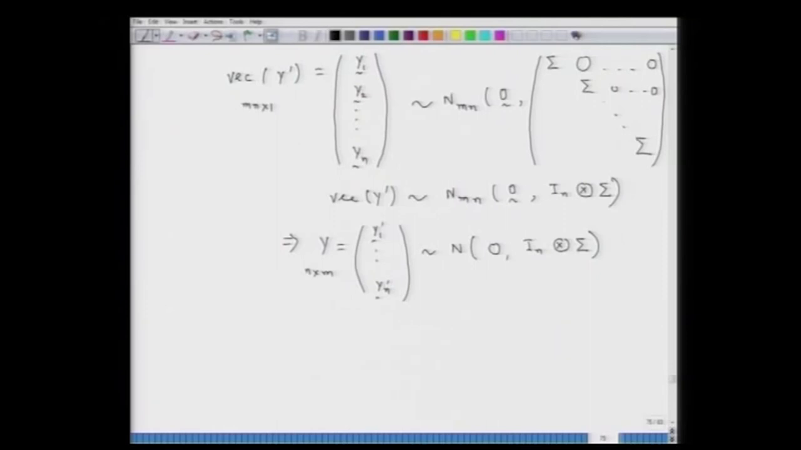Next time, we are going to use this particular result and this definition of the matrix normal distribution in order to give an alternate definition of the Wishart distribution and derive results of importance.